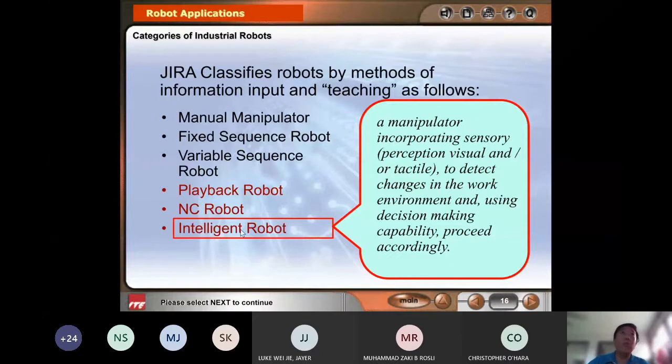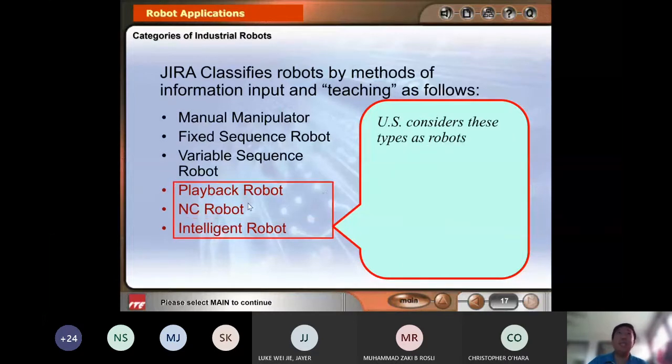Now you can see three of the robots are put in red because of these 6, only 3 of them are classified as robots in the US. For Japan, they classify all 6 as robots, but for the US they don't. They are more particular. They only classify these 3 as robots. The rest they don't classify as robots. They only classify them as machine level. They only classify the black color ones as machines. Only the red color level they consider as robots. They don't consider any other things as robots. Okay, that's the whole problem.